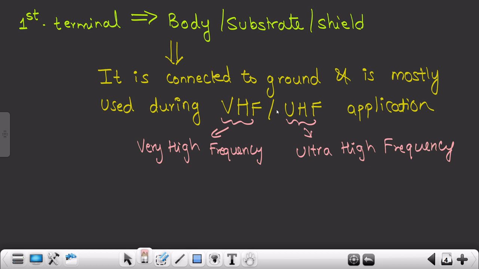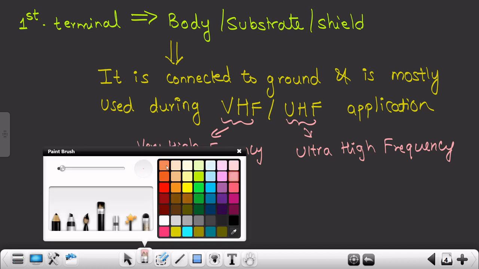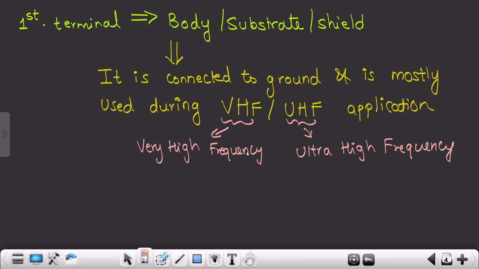It is connected to ground and is mostly used in very high frequency or ultra high frequency applications. That means if you are going beyond 1 megahertz or 10 megahertz, when the frequency is roughly around 10 raised to 6 hertz, right? If we are dealing with signals of 1 megahertz, 10 megahertz, 100 megahertz, at that particular time, this body terminal plays a very significant role.